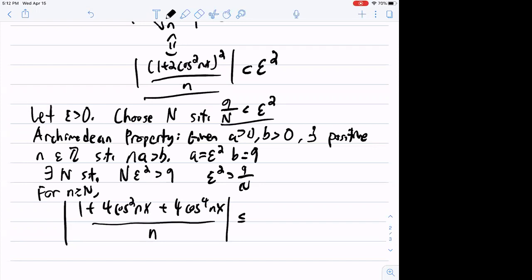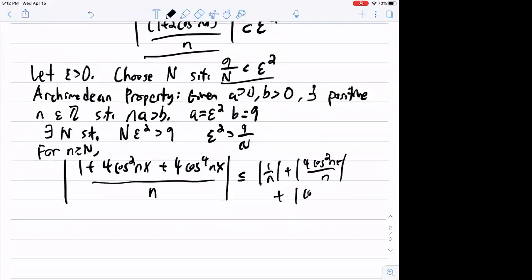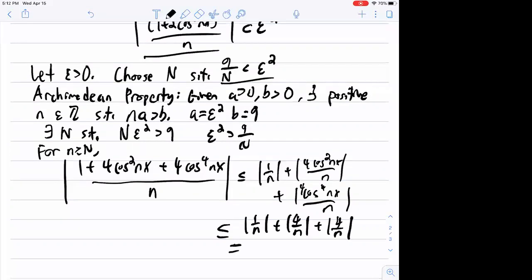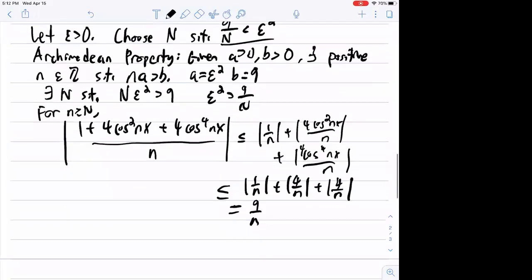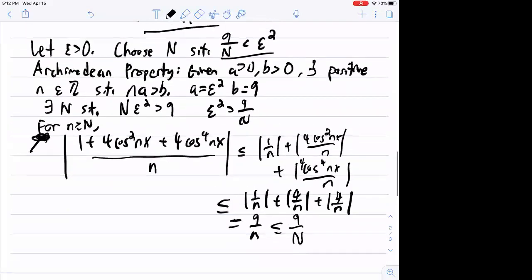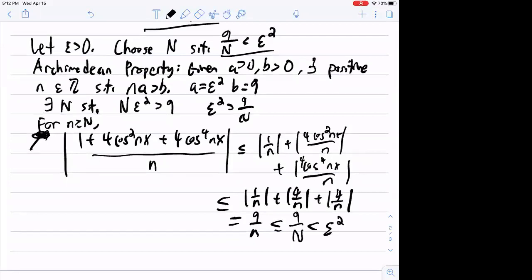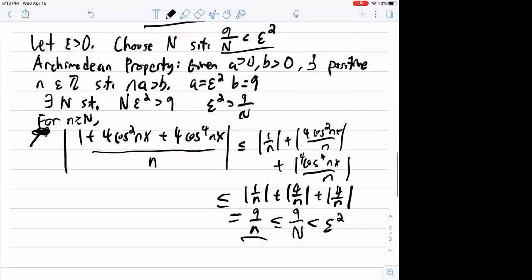We could use the triangle inequality. This is less than 1 over n plus 4 cosine squared nx over n plus 4 cosine to the 4th nx over n. Sorry, this looks ugly. We can bound cosine squared and cosine to the 4th by 1, so this is 1 over n plus 4 over n plus 4 over n, which is 9 over n. Since n is bigger than N, this is smaller than or equal to 9 over capital N, and we chose 9 over capital N to be less than epsilon squared. So we are done. And note this is uniform because this thing has no x dependence.